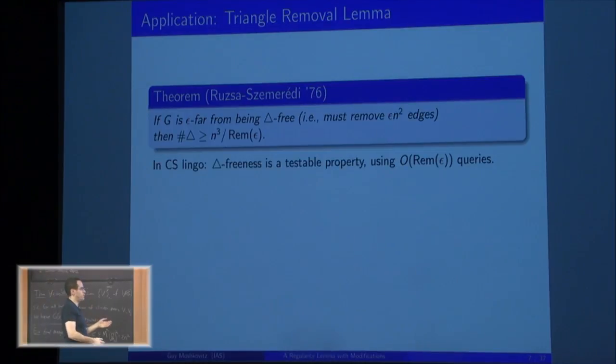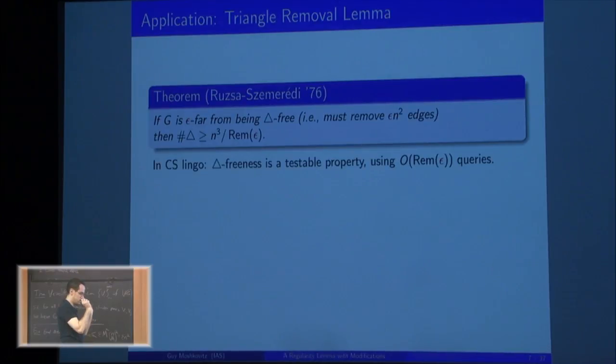Of course, if the graph has a single triangle, then with a constant number of queries you won't be able to find that triangle. So always the question in property testing is whether the graph either satisfies the property or is far from satisfying the property. Far in the sense that epsilon-far means that you must remove epsilon n squared edges. Okay, so if you actually think about it, the removal lemma immediately gives you a very simple algorithm.